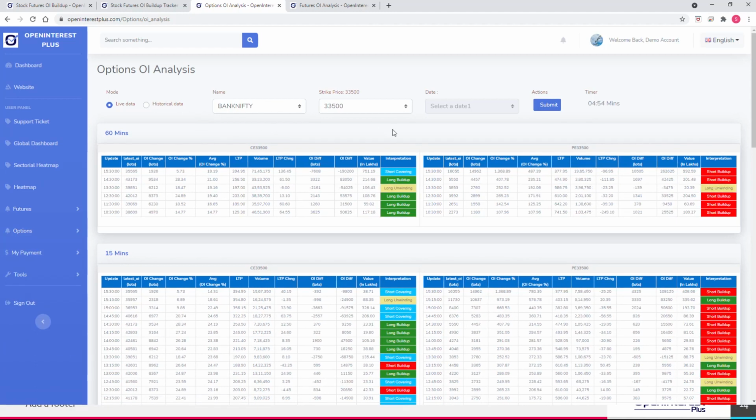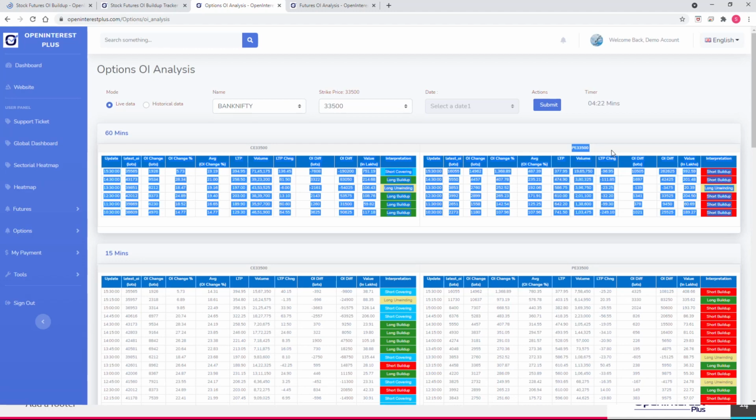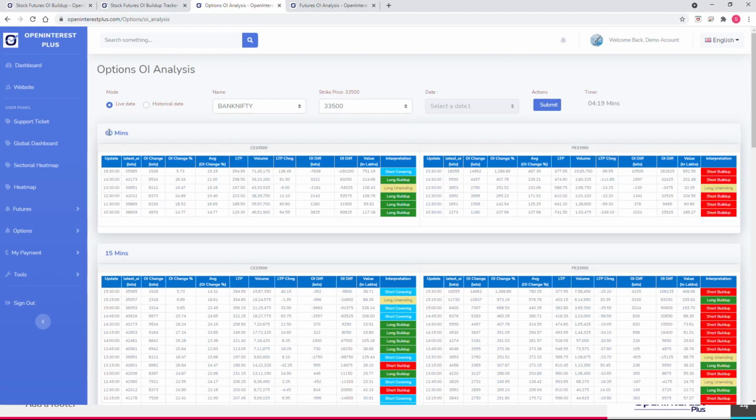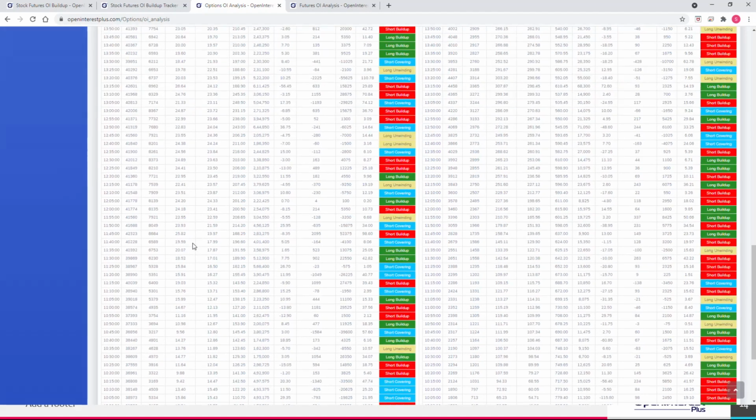So on the options OI analysis sheet, on the left hand side we have the call related data, and on the right hand side we have the put related data. The columns are again more or less similar. We have the time of the update, and the latest OI change percentage. We have the strike of the selected strike rate. We have the call C 33,500 on this side, and the P 33,500 on this side. So we have again multi time frame: 60 minutes, 15 minutes, and 5 minutes.